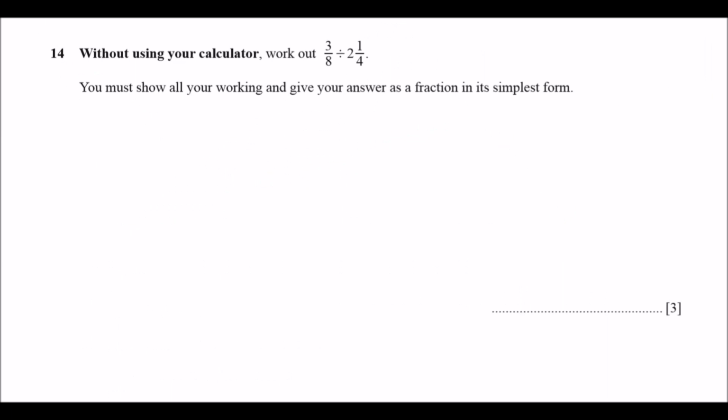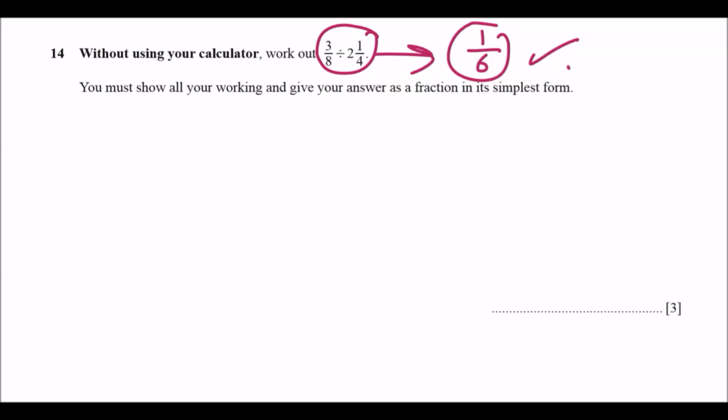Okay, number 14. Without using your calculator, all in bold marks, work out 3/8 divided by 2 1/4. When it says don't use your calculator, actually go ahead and put this in your calculator. When you do that, you'll get an answer which is 1/6. And this is the target of what you want to get. This is something you should do instinctively. Now let's go ahead and try and show this step by step.